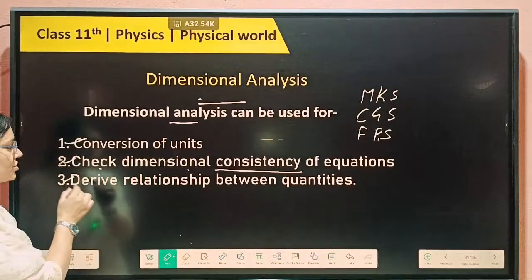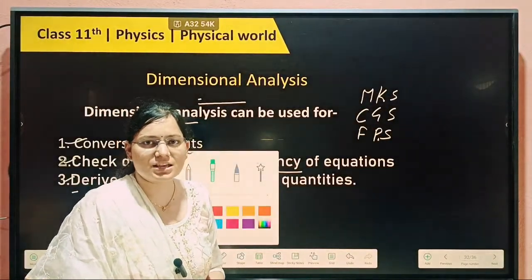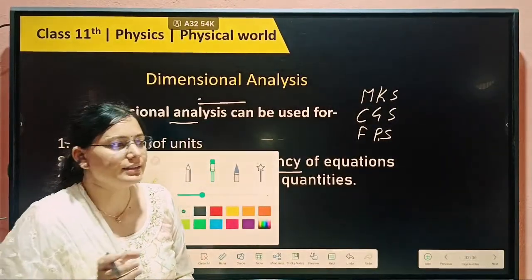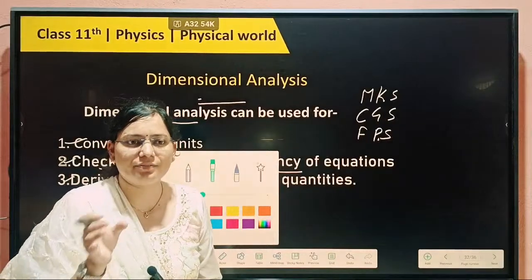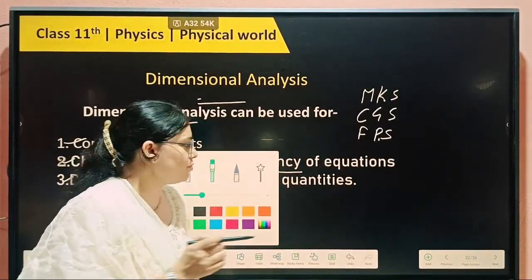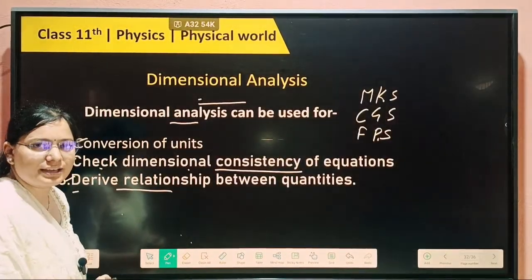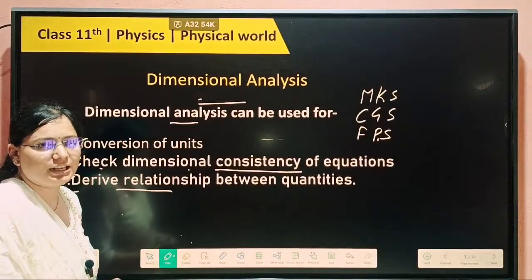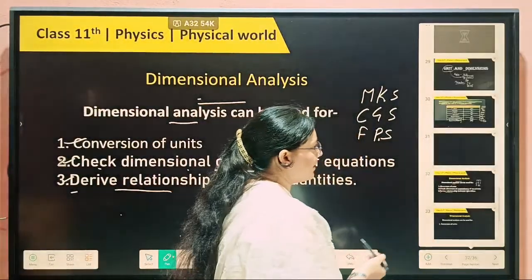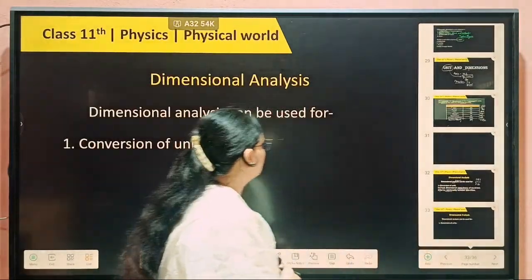Third one is to derive the relation between quantities. Deriving the relation means, if I say an object is moving here and there, then how much distance is traveled with what speed, what is the relation between them? To make the equation, we also use the dimensions. These are the three applications of dimensions. Next, one by one we will do these applications and see how we can solve them.